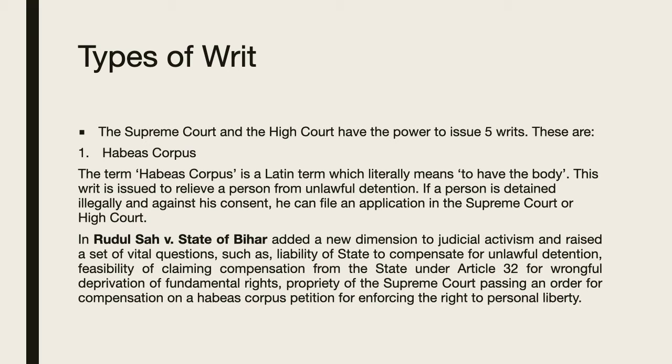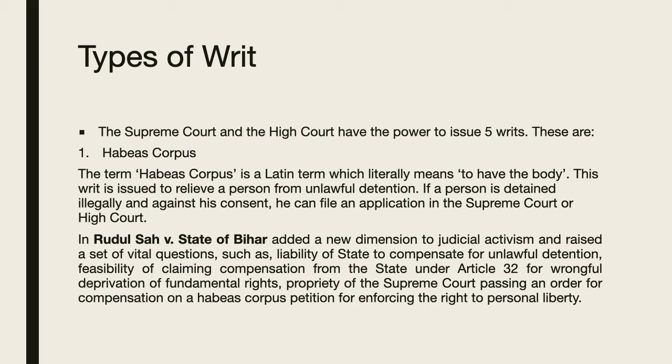So the Supreme Court and the High Court have the power to issue five kinds of writs, and the first one is habeas corpus. Habeas corpus is a Latin term which means "to have the body", and this writ is issued to relieve a person from any unlawful detention. So if a person is detained illegally and against his consent, then he can file an application in the Supreme Court or the High Court for habeas corpus.